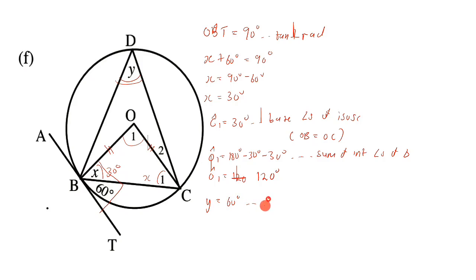And as our reason, we say angle at center is equal to 2 times angle at circumference. So angle at center is twice the angle at the circumference. Nice.